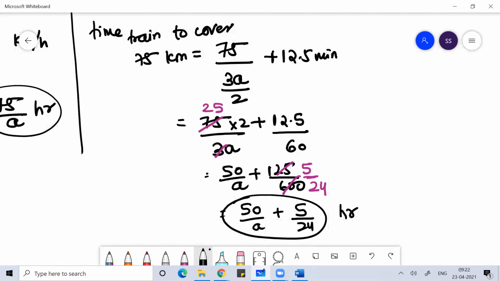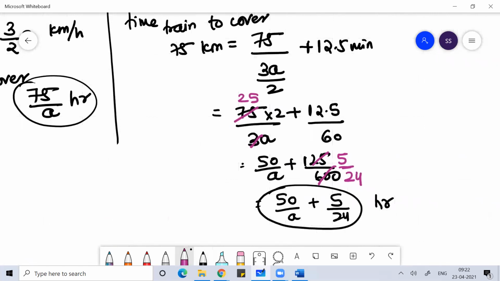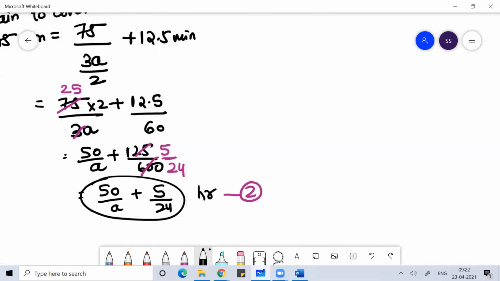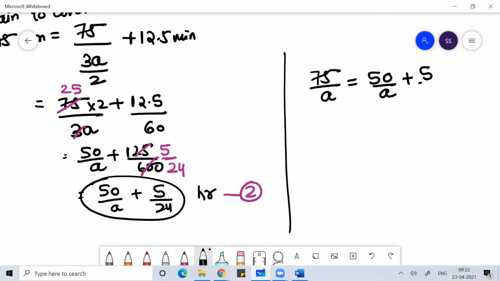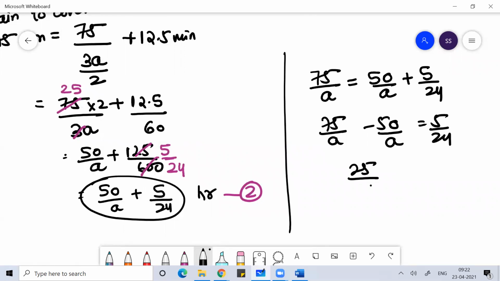Now you just need to equate this. Suppose this is equation 1 and this is equation 2. If you equate equation 1 and equation 2, you have 75 by A is equal to 50 by A plus 5 by 24. If you bring it here, 75 by A minus 50 by A equals 5 by 24. So this is 25 by A equals 5 by 24.